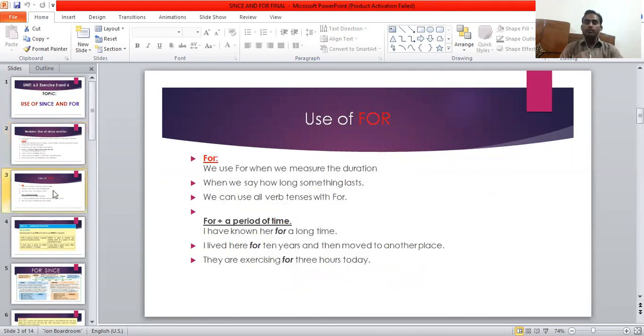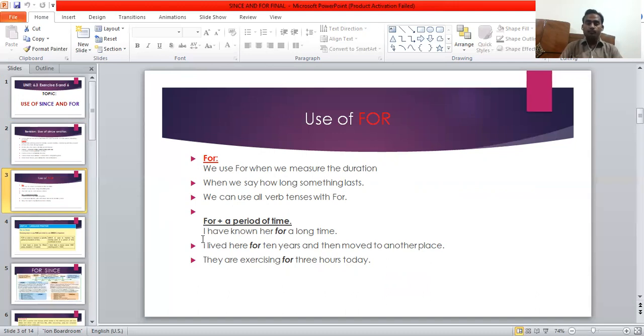Now we are going to discuss uses of for. We use for when we measure the duration. When we say how long something lasts, we can use all verb tenses with for. We use for when we know the time period of any activity or action, how long the action lasted, or we can say that we know the start and end of any event. So we use for, and it can be used with all the verb tenses. The formula is for plus a period of time.